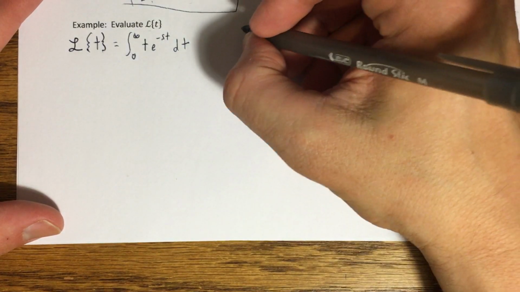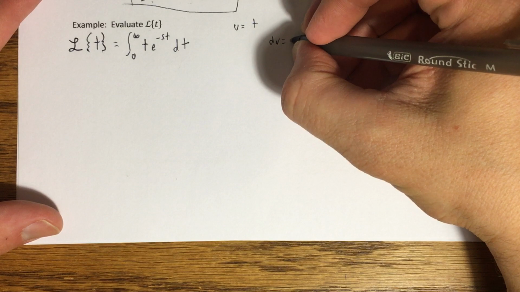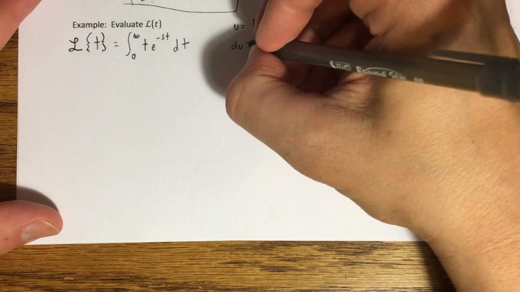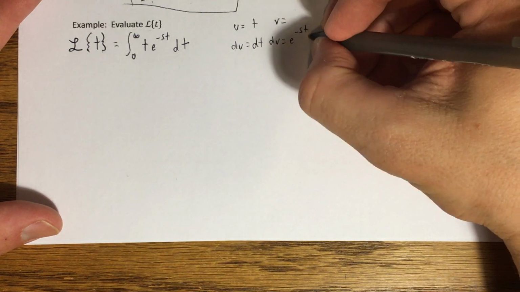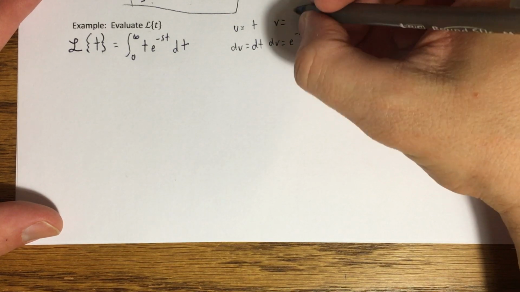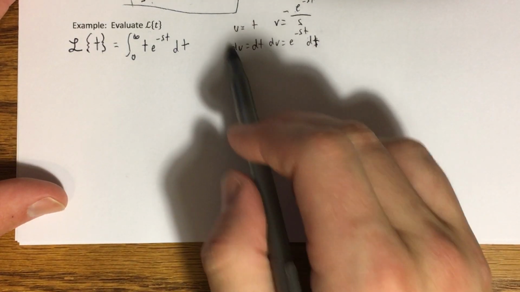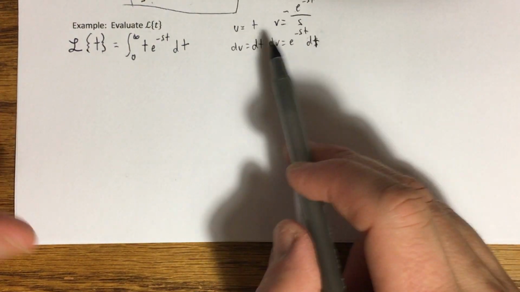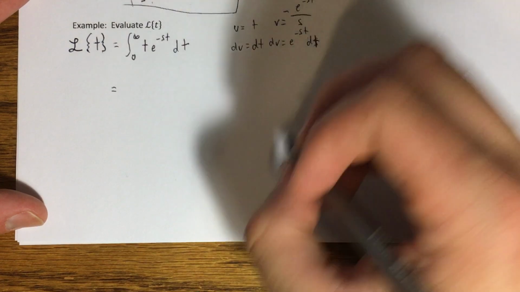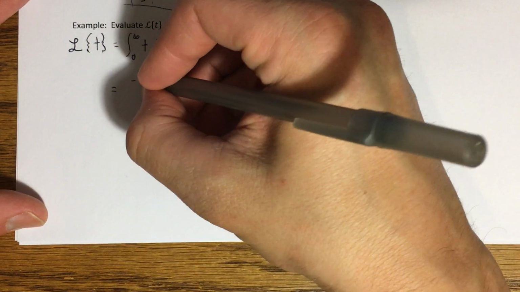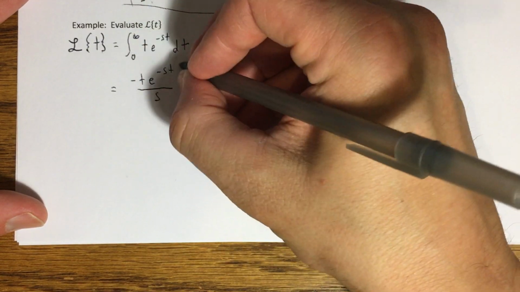So typically you would say let u equal t and dv equal e to the negative st dt, so that du is equal to dt and v is equal to negative e to the negative st over s. I'm not going to write this every single time for doing integration by parts, but you know how this works. So using integration by parts, this should come out to uv, which I can write as negative t e to the negative st over s from 0 to infinity.